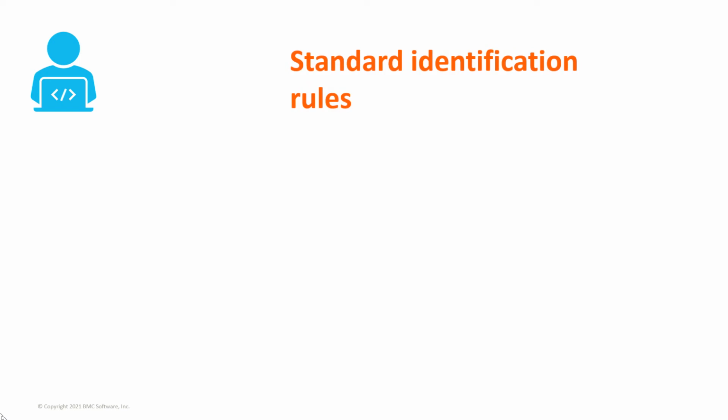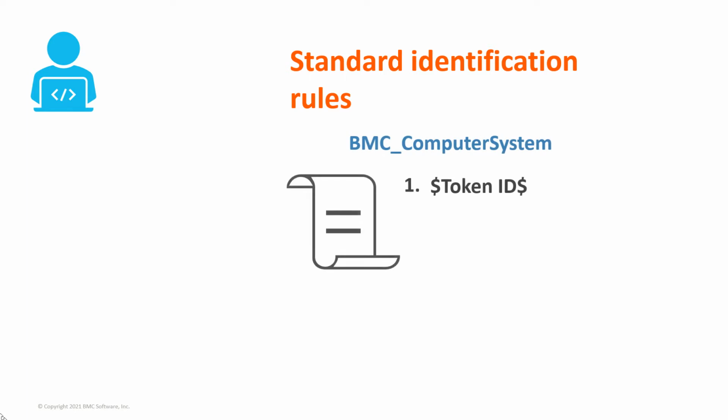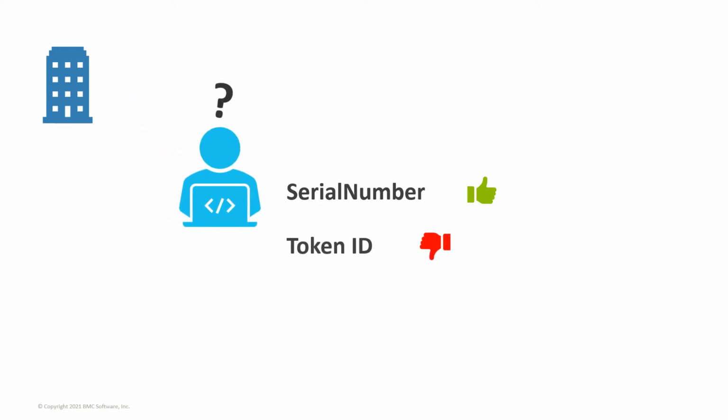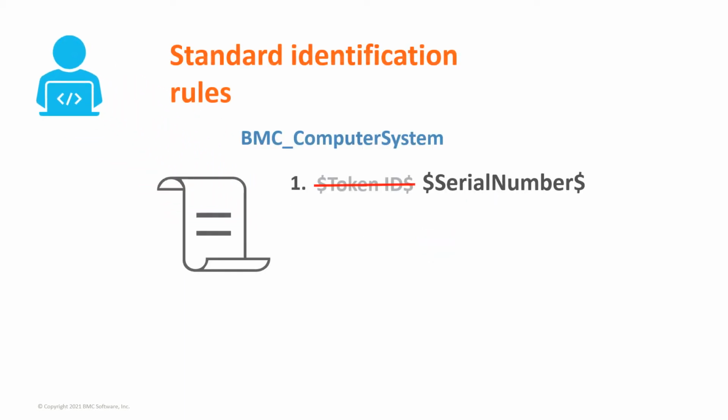For the identification rules, he notices that the BMC computer system class is using the token ID attribute as the first rule to identify a CI. Calbro Services uses the serial number attribute and does not have any values populated for the token ID attribute. Chris wants to use the serial number attribute as the first rule.